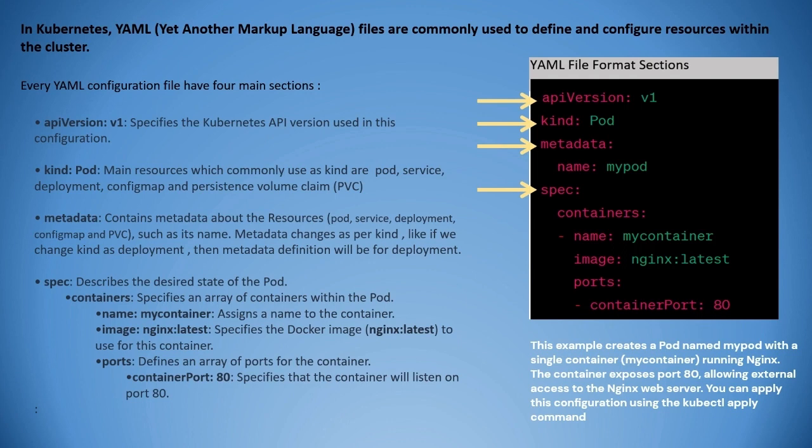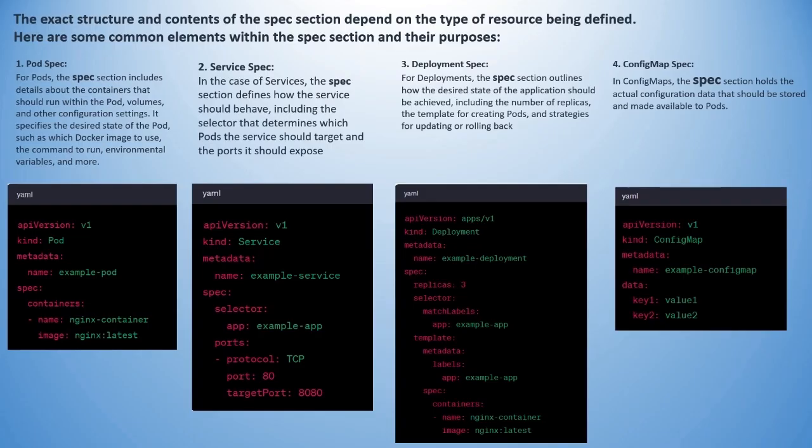The spec section plays a crucial role as it describes the desired state of the resource being defined. The purpose of the spec section is to articulate how the Kubernetes resource should be configured and what its characteristics or behavior should be. The exact structure and contents of the spec section depend on the type of resource being defined. Here are some common elements within the spec section and their purposes.